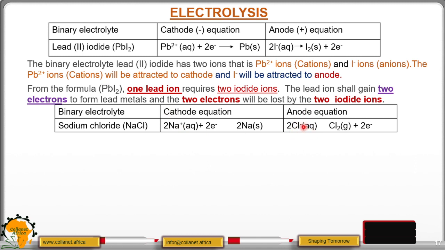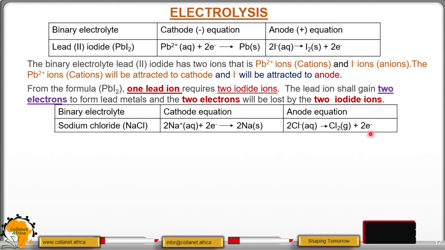Therefore, in this case, you need to form a gas. Chlorine will lose an electron because it is in group 7. But it also needs to lose electrons to make a gas, because chlorine does not exist as an atom. So it means 2 chloride ions will combine, losing 2 electrons to form chlorine gas.